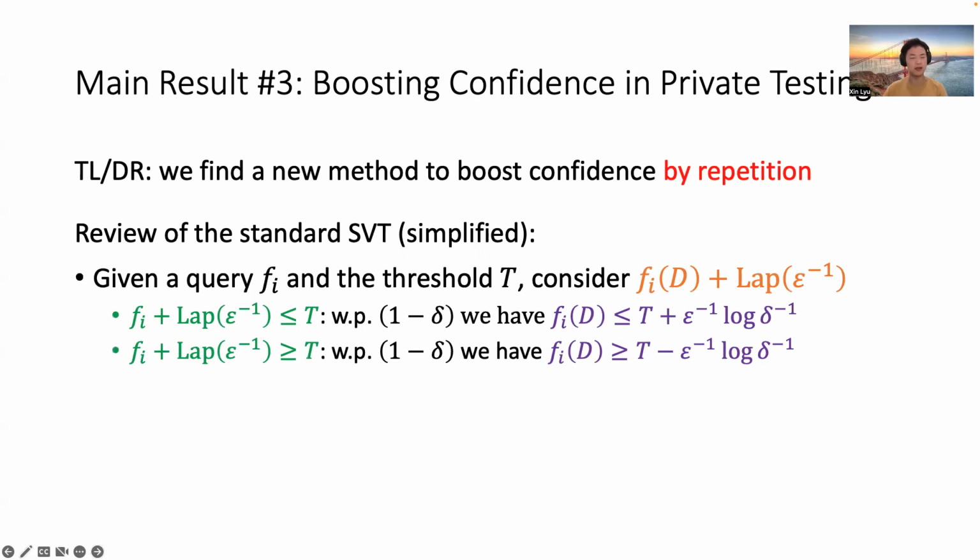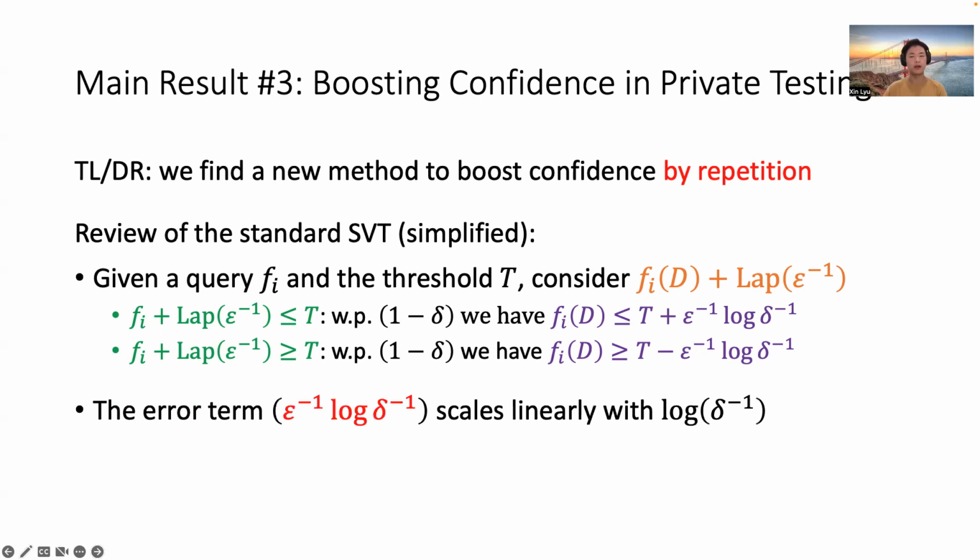If f_i plus noise is less than the threshold, then what can we say about f_i of D? Well, at least we can say that with probability 1 minus delta, f_i of D is upper bounded by t plus 1 over epsilon times log 1 over delta. Similarly, if f_i plus noise is greater than the threshold, then with probability 1 minus delta, we are confident that f_i is lower bounded by t minus 1 over epsilon times log 1 over delta. And this 1 over epsilon times log 1 over delta term is considered the additive error of the sparse vector technique. You can notice that this term scales linearly with log 1 over delta.